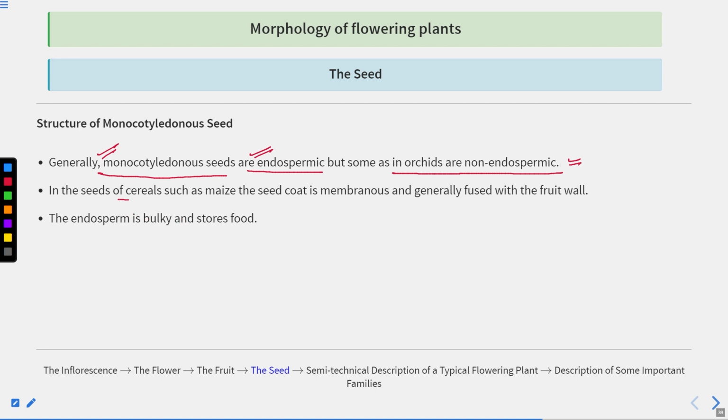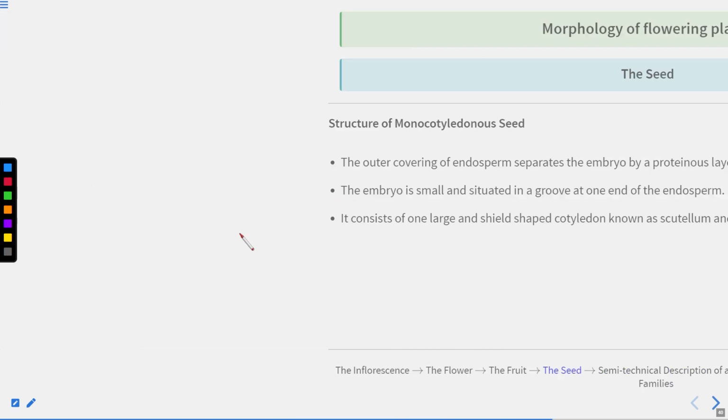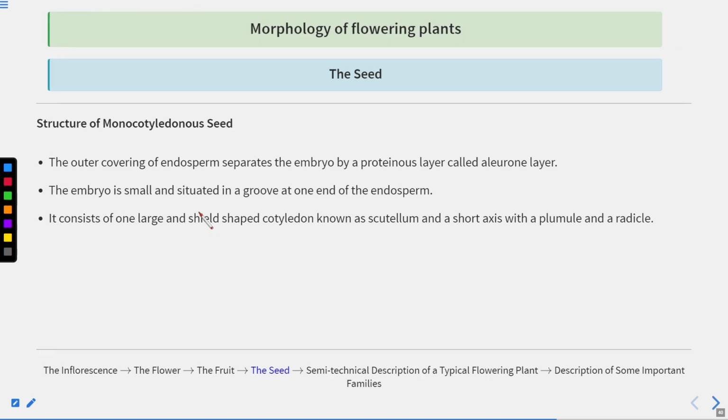In the seeds of cereals such as maize, the seed coat is membranous and generally fused with the fruit wall. The endosperm is bulky and it stores a lot of food material. The outer covering of the endosperm separates the embryo by the proteinaceous layer that is called aleurone layer. So the wall of the ovary and the seed get fused. Okay, so you cannot say that this is the fruit and this is the seed. It gets fused with it.